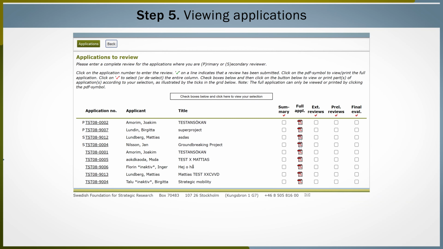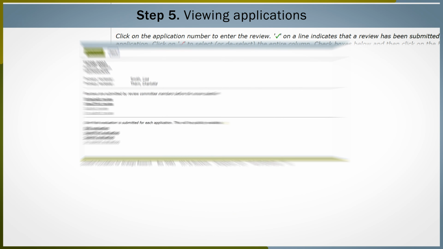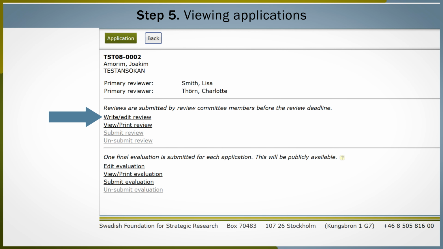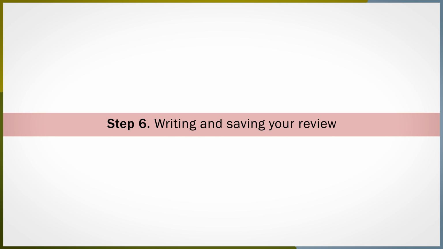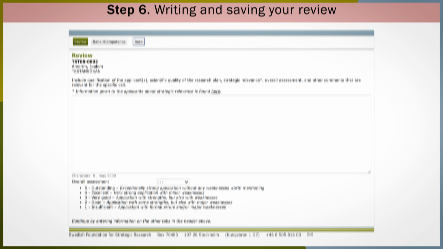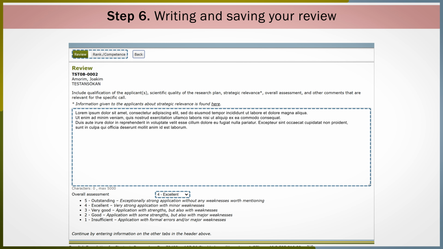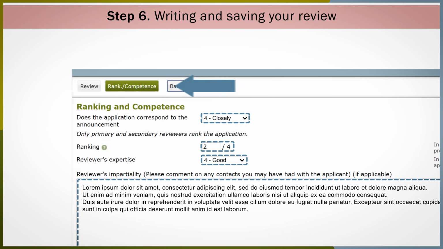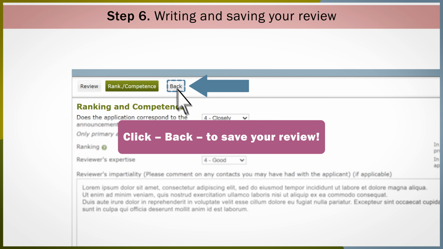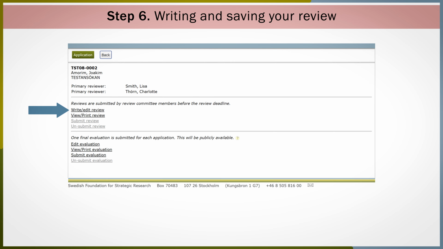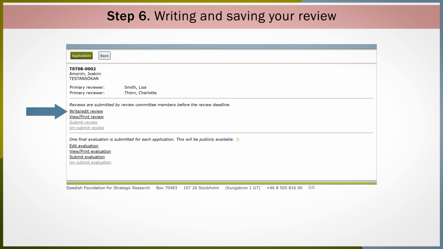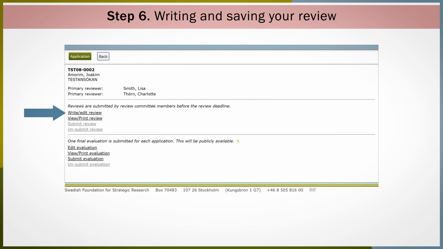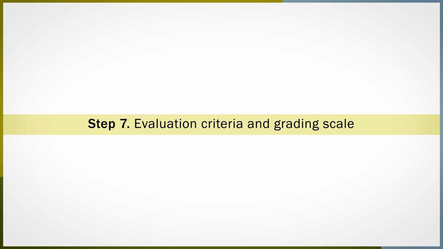Click the PDF symbol to download the full proposal. To write your review, click the application number and then Write Edit Review to enter your comments directly in the portal. Step 6. Writing and saving your review. Fill in all required fields in the review form. When finished, click Back to save your text. You may return and edit your review until the deadline shown in your task summary after logging in as a review committee member. Step 7.